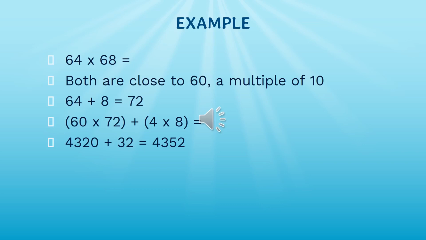So 60 times 72 is the same as 6 times 72. So 6 times 70, that's 420. 6 times 2 is 12. That gives me 432, and attaching the 0, that gives me 4320 plus the product of the last digits. Oh no, that's not 4 and 6, but 4 and 8. 4 times 8 is 32, and adding these two together, 4320 plus 32 is equal to 4352.